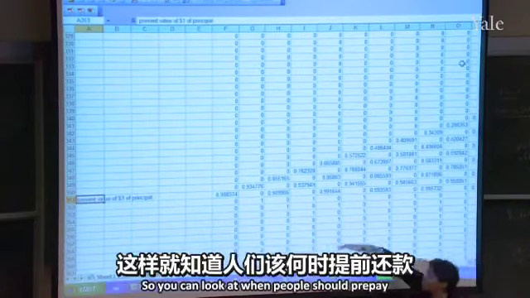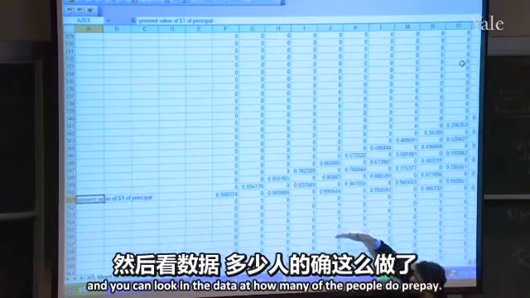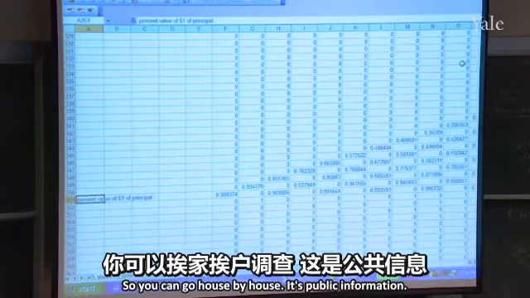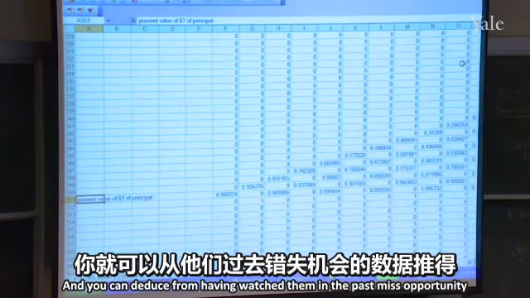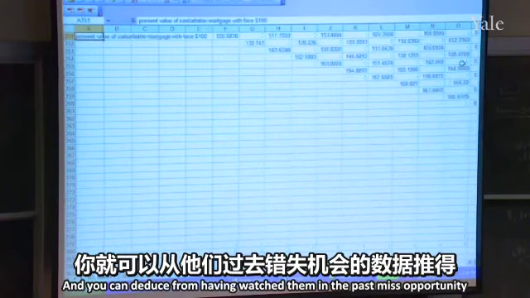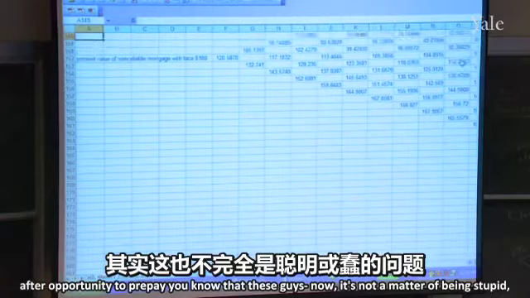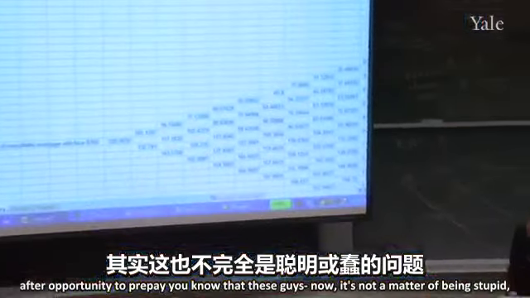So I don't have time now to explain that, but anyway, just a slight modification of the tree shows you when they should prepay. So you can look at when people should prepay, and you can look in the data at how many of the people do prepay. So you can go house by house. You know, it's public information. Are these people prepaying or aren't they prepaying? How smart are they? And you can deduce from having watched them in the past miss opportunity after opportunity to prepay.